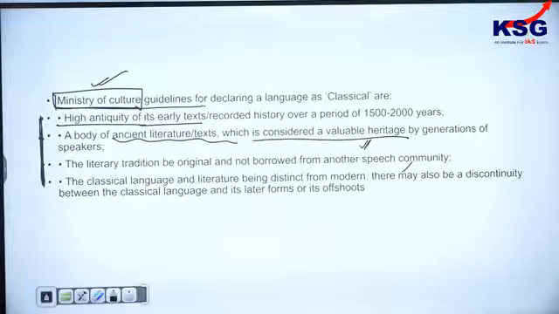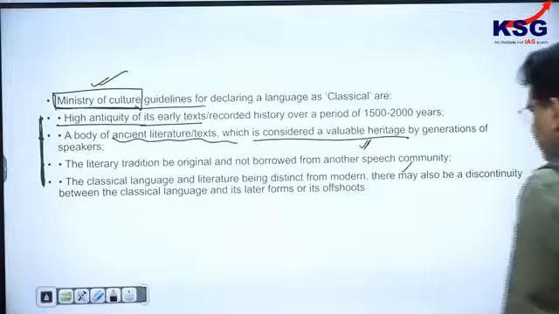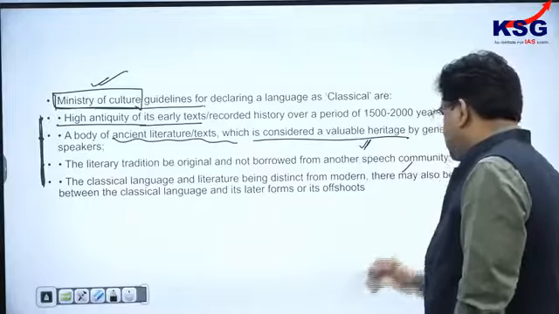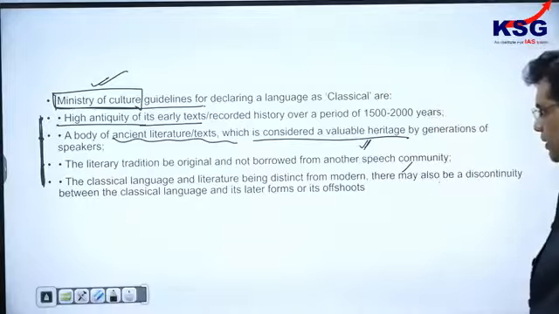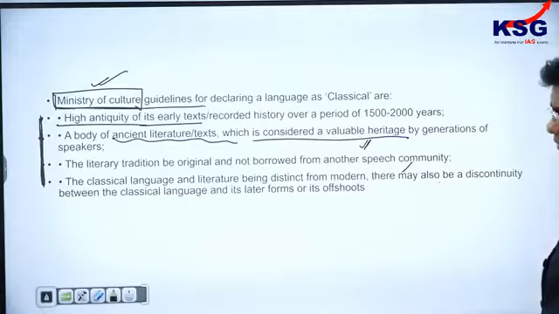And classical language and literature should be distinct from the modern. There may be discontinuity between the classical language and its later forms and offshoots. If the language has derived many languages, there is some discontinuity, but it must be distinct from the modern.